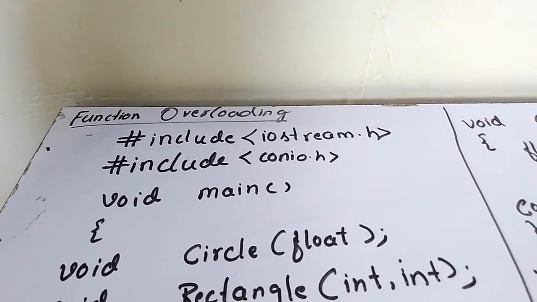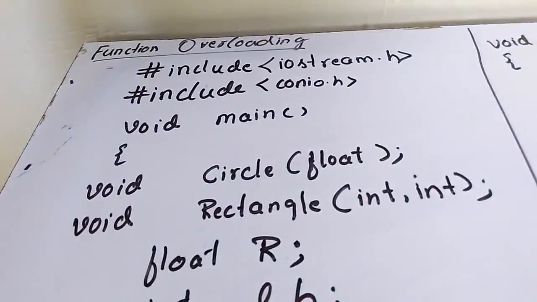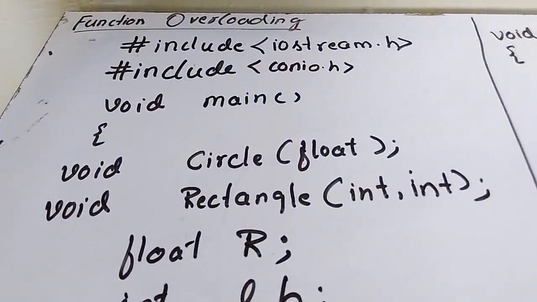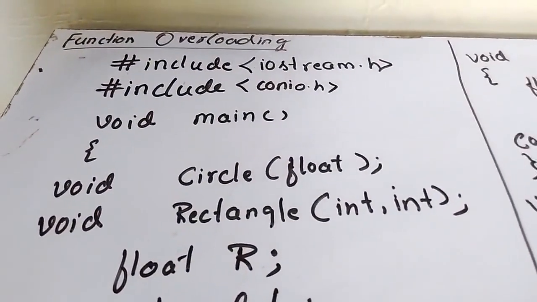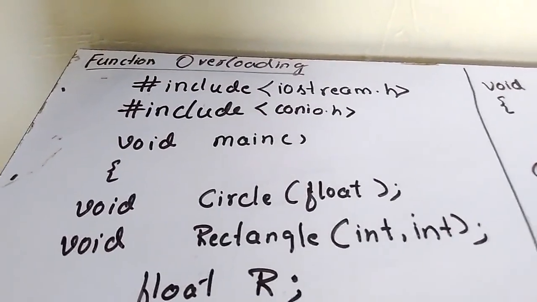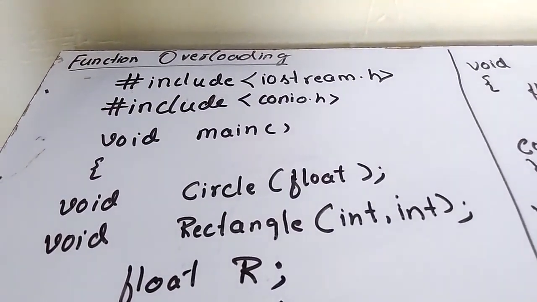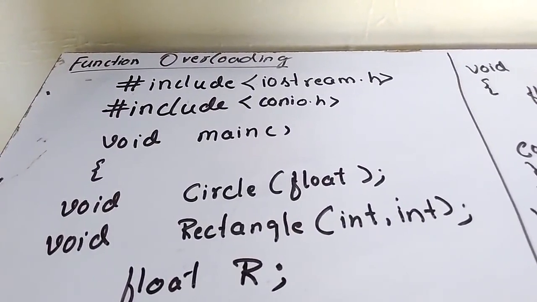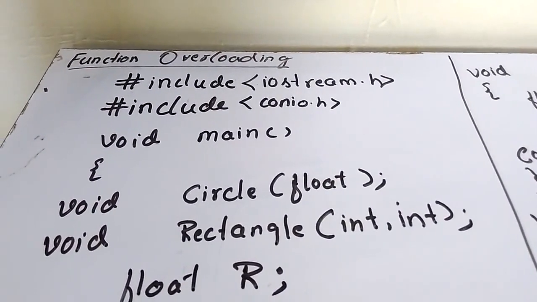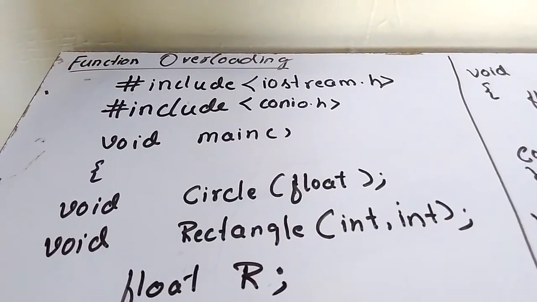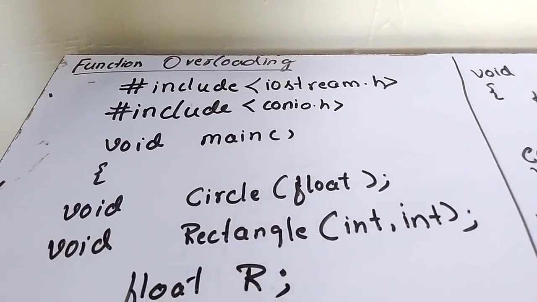About functions. What is meant by function? A function is a self-contained set of instructions and it performs a particular task, isn't it? See here, I have written an example. This program calculates the area of a circle and the area of a rectangle using two subfunctions. The first function is circle and another function is rectangle. You are all familiar with these functions. These are all user defined functions.